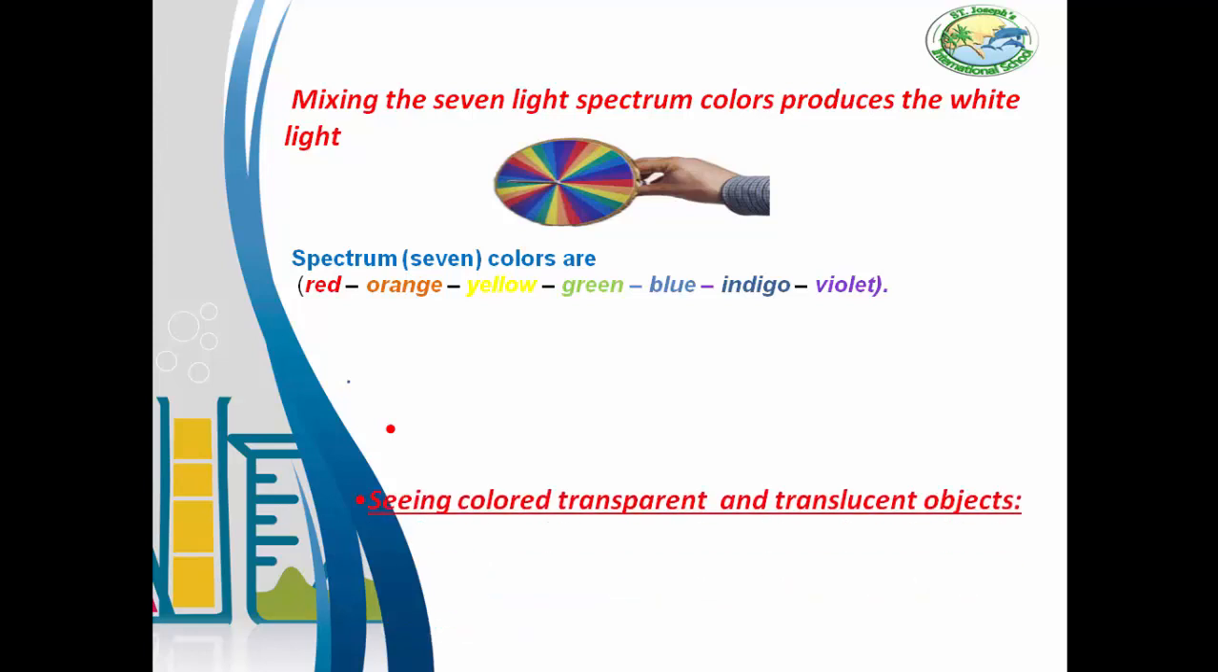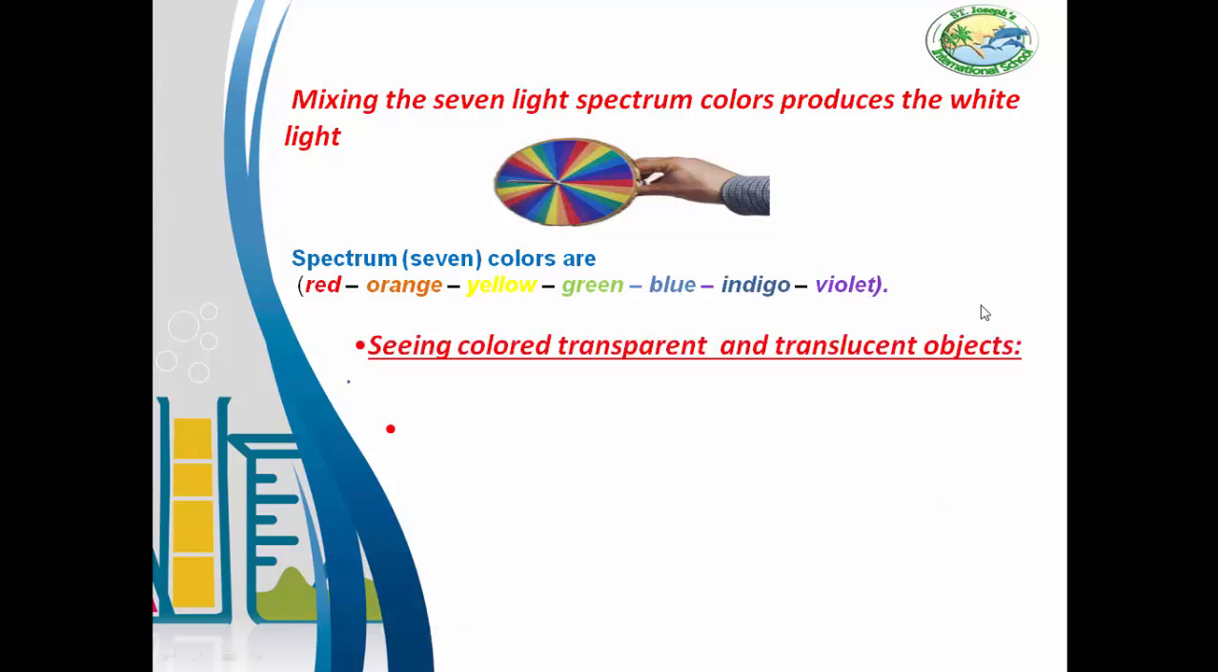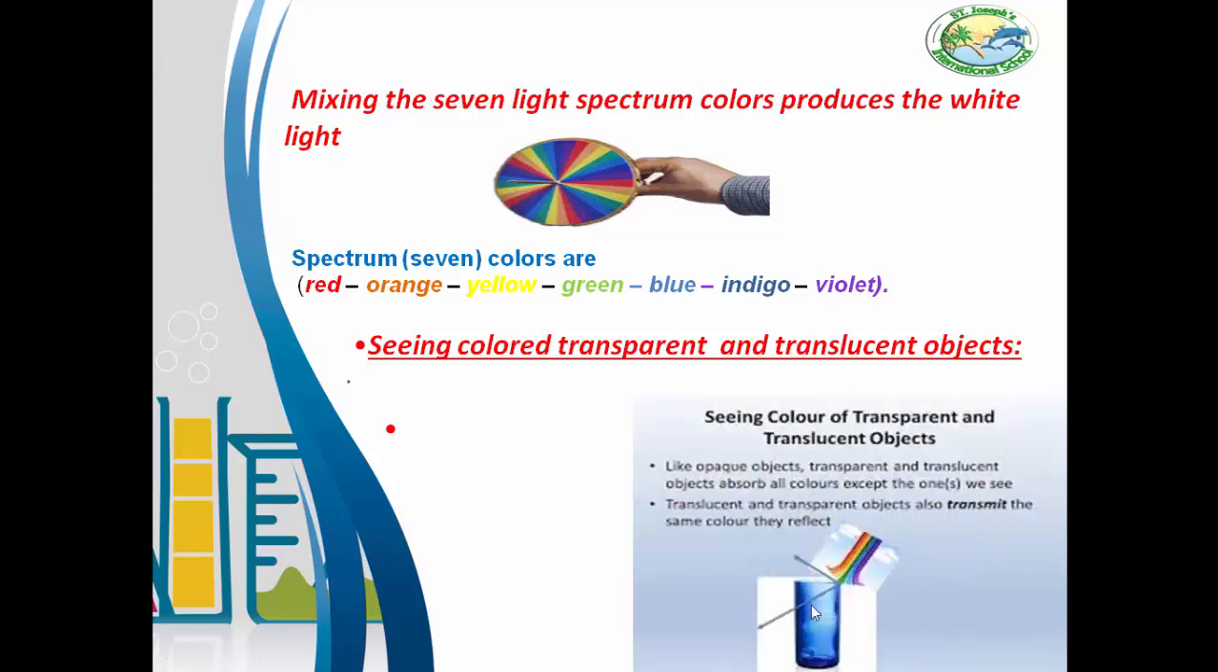First, we will talk about seeing the color of transparent and translucent objects. If this object is transparent or translucent, how can we see its color? If you see this blue cup, it's a transparent object. When white light, which consists of 7 colors, falls on it, this cup absorbs all the light except which color? Except the blue color. It transmits it. If you see, the blue color is transmitted.